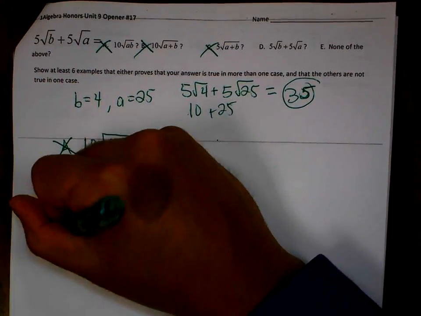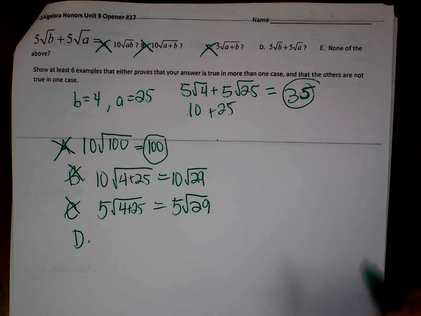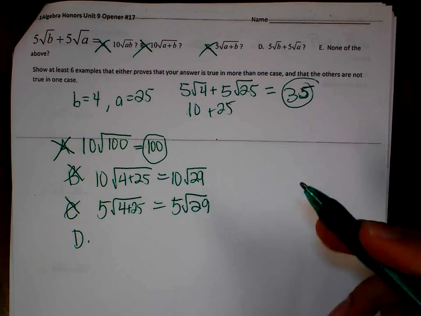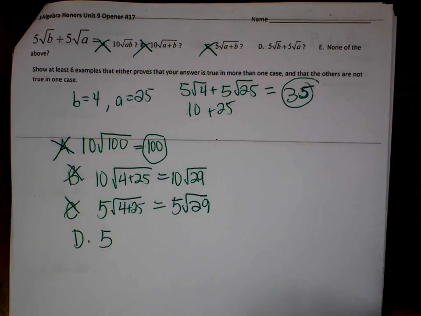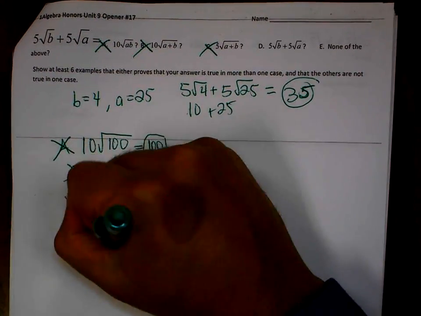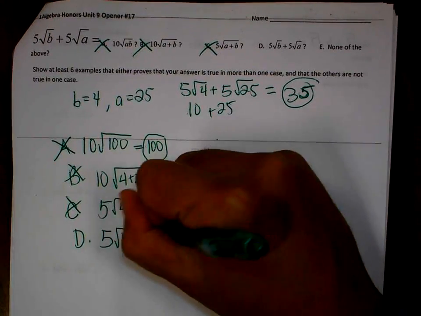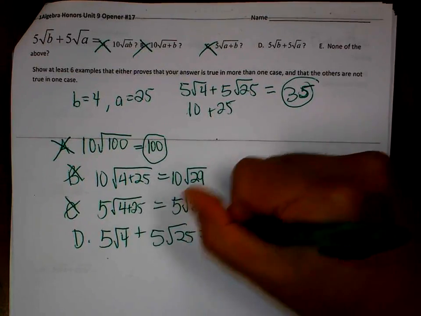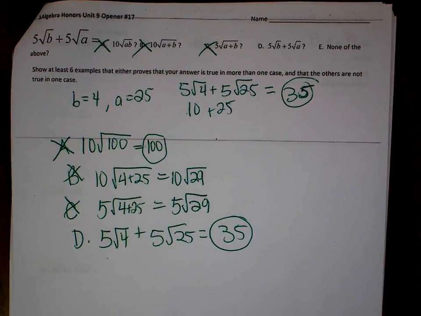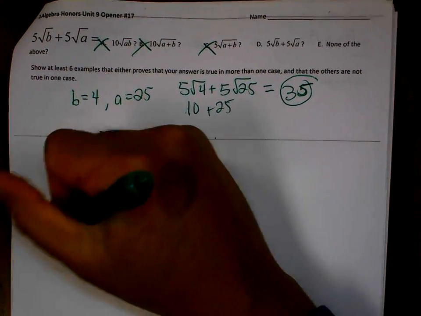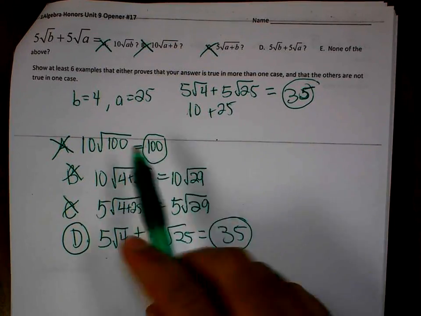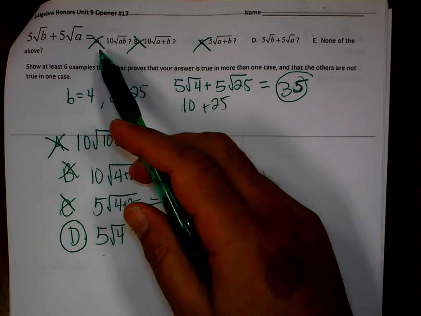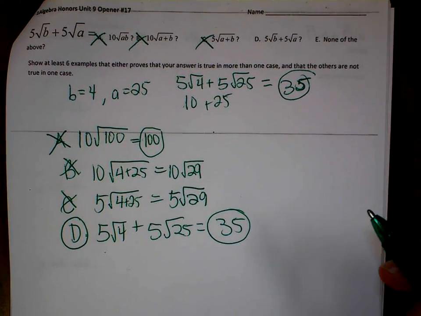D, 5 square root of 4 plus 5 square root of 25, so this just looks like it's the same as that, right? So that should obviously be the same because something is the same as itself. But just to make sure, 5 root 4 plus 5 root 25, which is 10 plus 25, 35. So that definitely works. None of the above? Well, we know D works. And I think no matter what numbers I try, that should work because I'm saying something is equal to itself. So there's no way that that can't always be true.